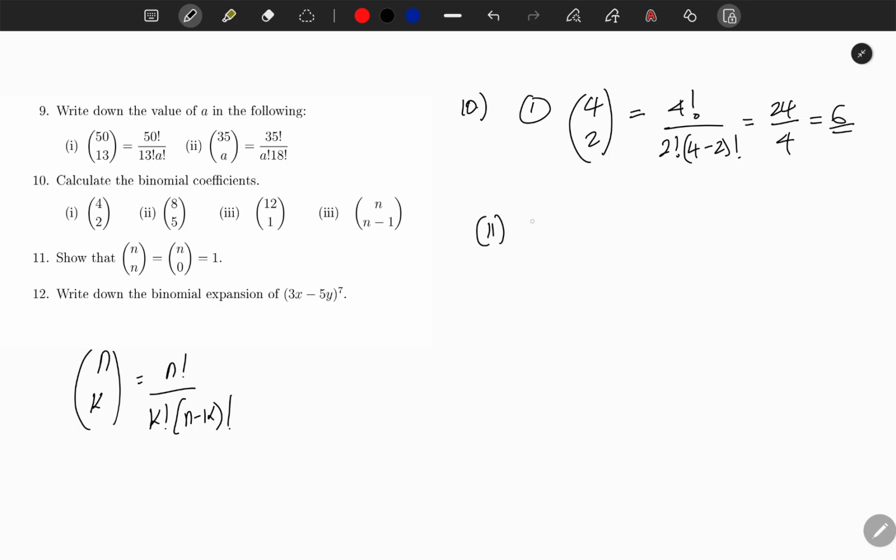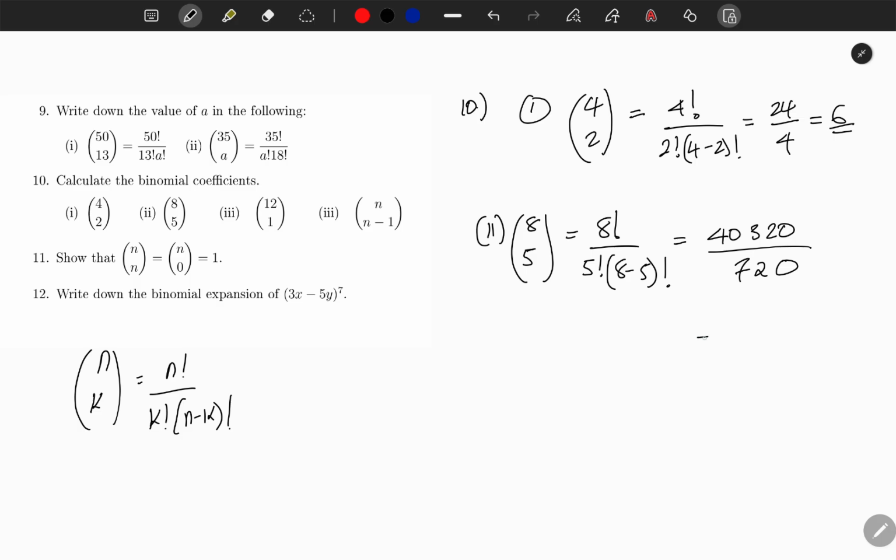Number 2 is 8, then 5 there. So we have 8 factorial over 5 factorial, then you have 8 minus 5 factorial. So what is 8 factorial? I don't know if you use calculators, but you can just multiply quickly. For me, it's giving me 40320 over 3 factorial, and 3 factorial is just 6. And what is 5 factorial? It's 120. Then 120 times 6, we get 720. We can now divide. Just use a calculator. If you can't, just cancel, start dividing one by one. For me, I'm getting 56.